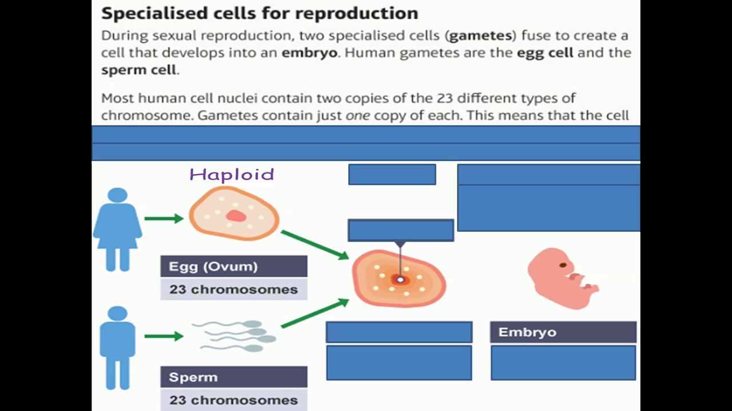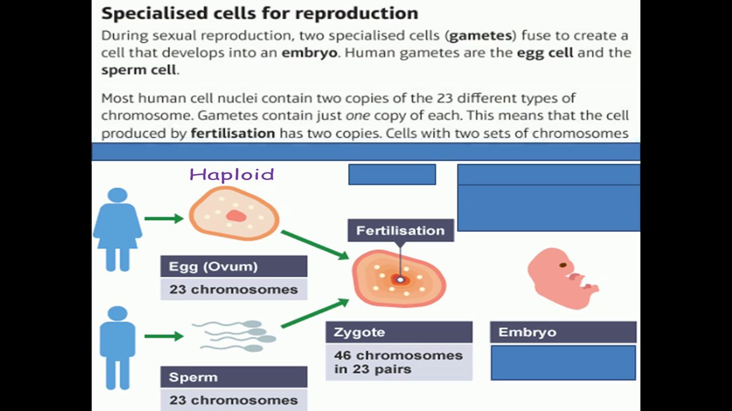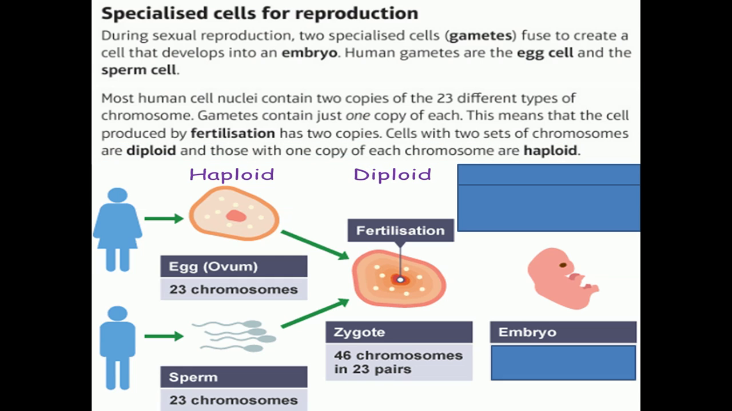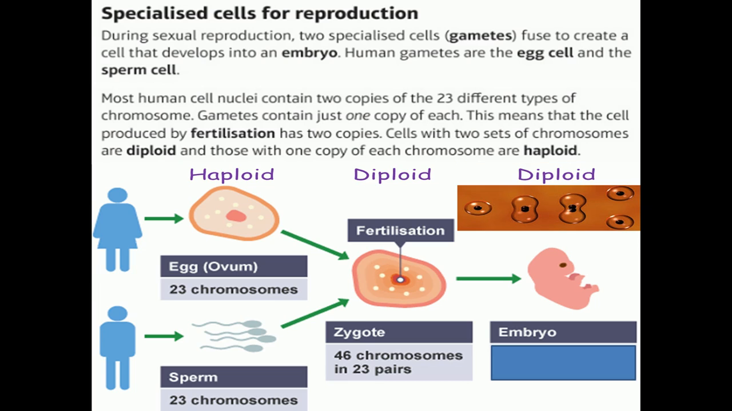So the gametes fuse together in fertilization to produce a zygote that has 46 chromosomes, or 23 pairs. And because it contains two copies of each chromosome, that zygote is diploid. And then during growth, when additional cells are added by mitosis, all other cells will also be diploid. And this means that they will contain 46 chromosomes, or 23 pairs in humans.